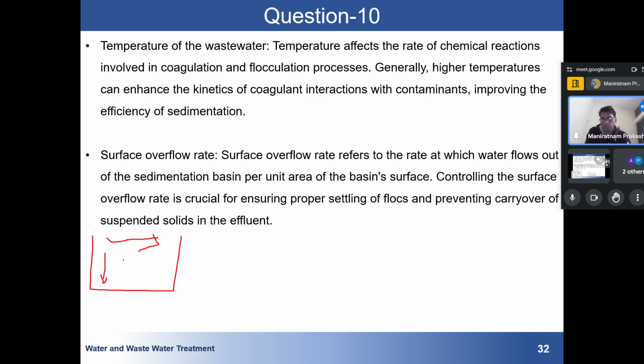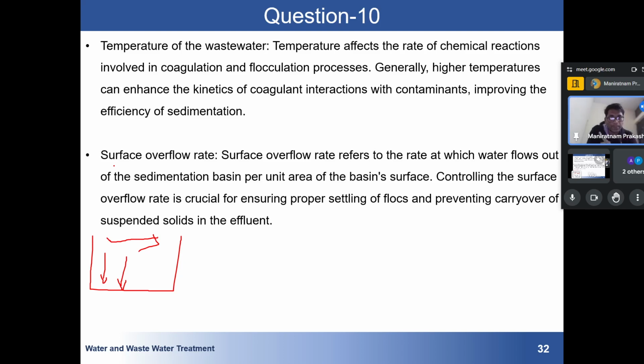Whenever we talk about SOR, that is surface flow rate, it means at what rate or settling velocity. See, SOR is a design rate. During design we use the term SOR, because in your wastewater there will be different kinds of particles. Every particle will have a different settling velocity. So settling velocity of wastewater is never defined. Settling velocity of a particle is defined. But during design, we define one term, surface overflow rate, and that surface overflow rate defines a particle size.